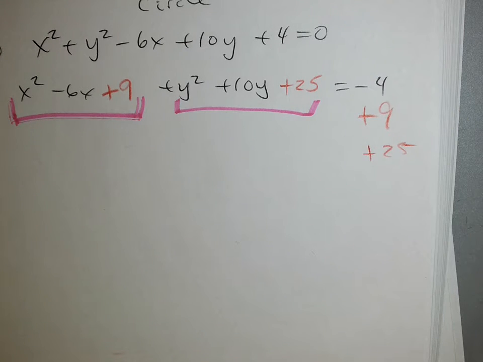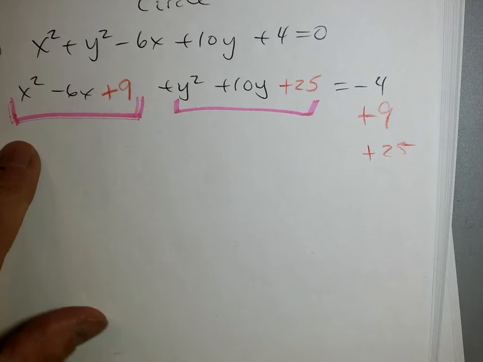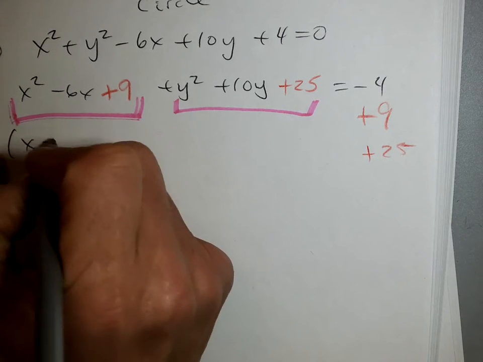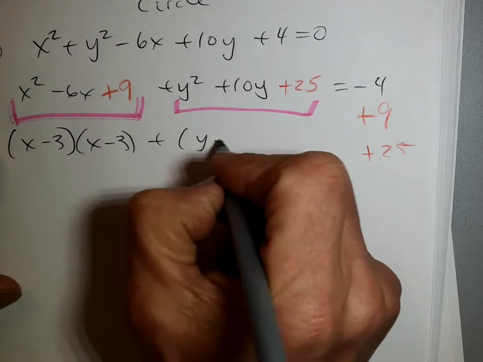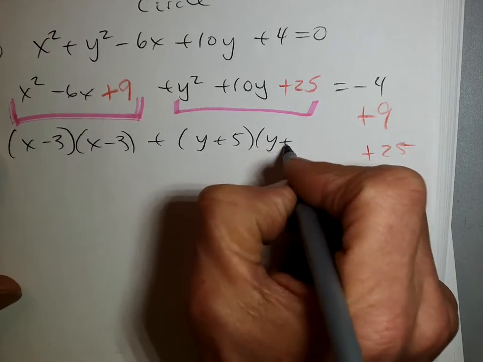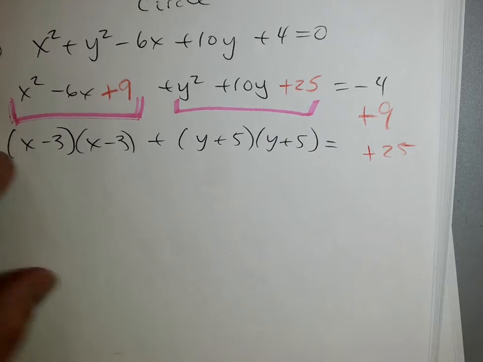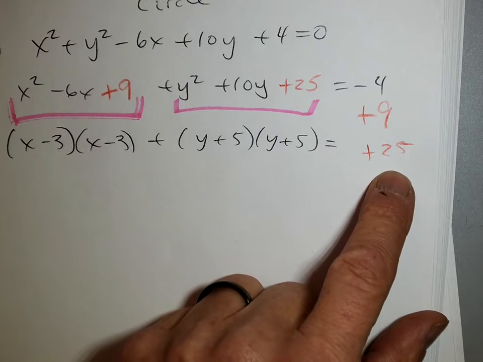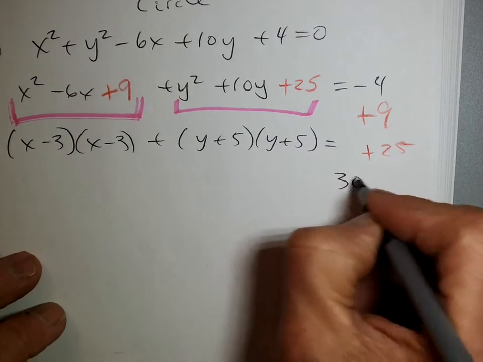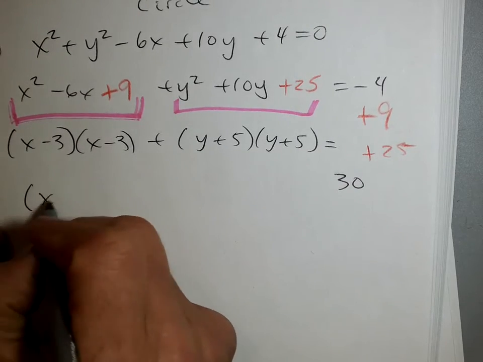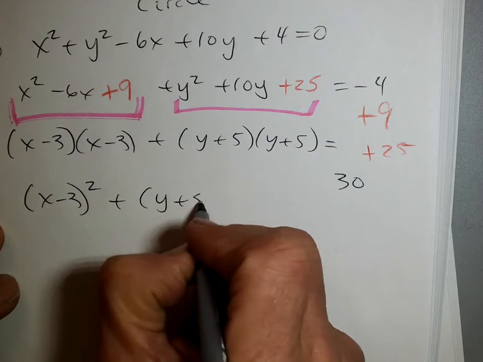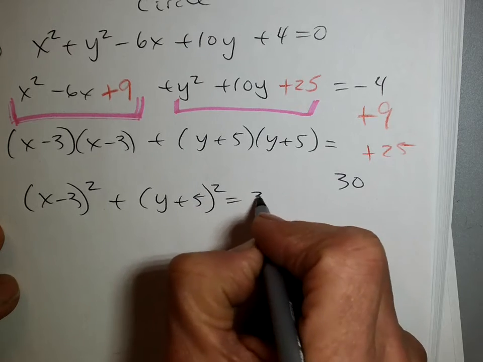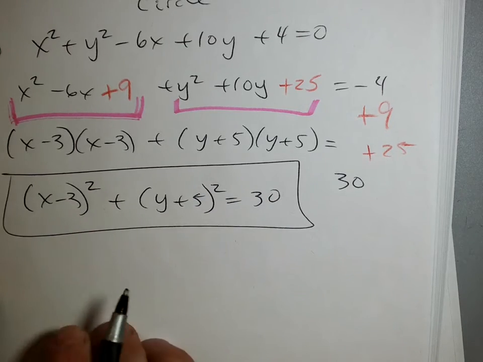So what happens by doing this process is we get an x minus 3 times an x minus 3 plus a y plus 5 times a y plus 5 equals, let's see, what is that? 30. Is it 30? Yep, it is. Equals 30, okay? Now we're going to get an x minus 3 squared plus a y plus 5 quantity squared equals 30. So, Ellie, that's why, because now it's in our standard form.